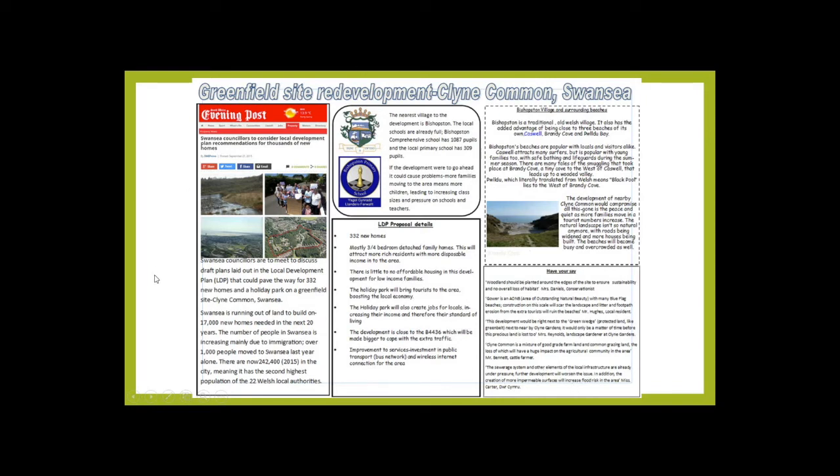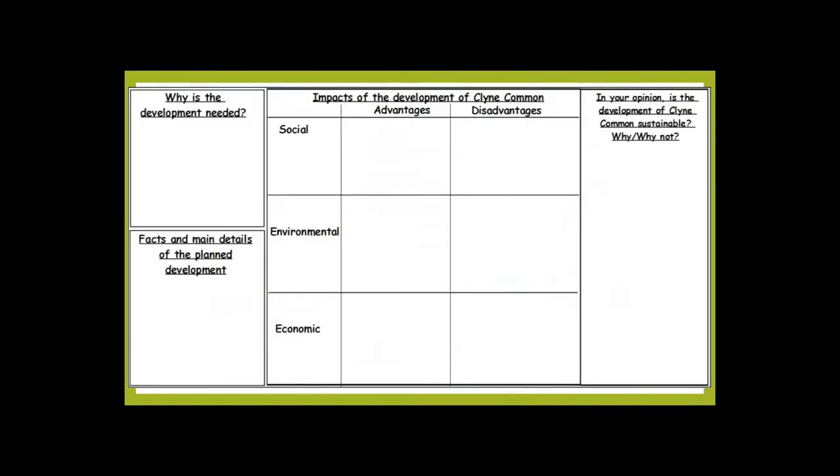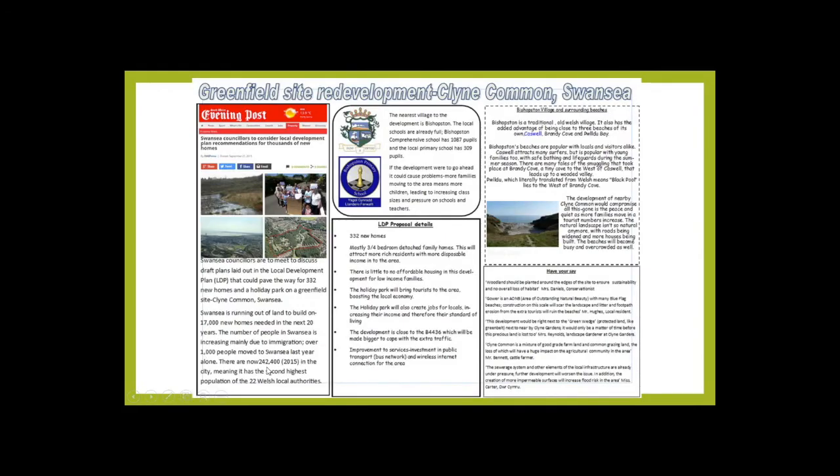So, what I'd like you to do, take a whole page turned sideways in your books. In fact, if you've got A3 plain paper at home, that would probably work even better. If you don't want to do it laid out like this, you can always just do subheadings and then bullet points of some format, okay? Why is the development needed? And facts and main details of the planned development will be from here and here.